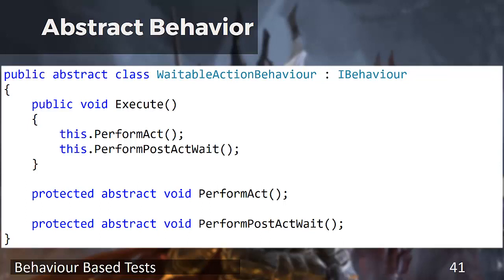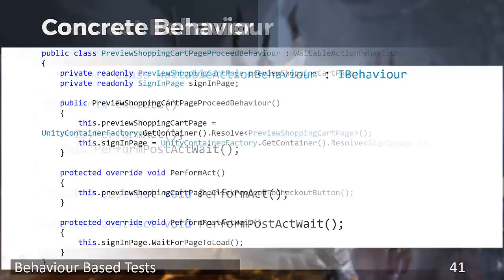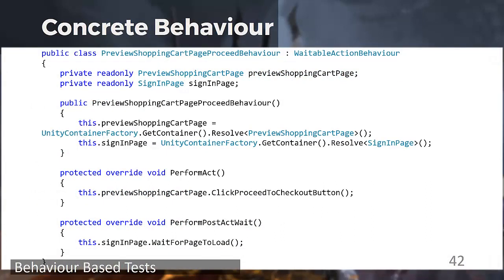On the slide you can find the base class for all behaviors that first execute an action and then wait for something to happen. The concrete implementation of a particular behavior does not have to override all base class methods. If there are post, pre-wait and assert methods available, the class can override only one of them.